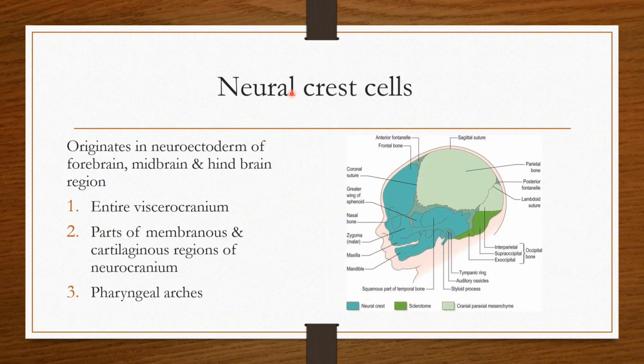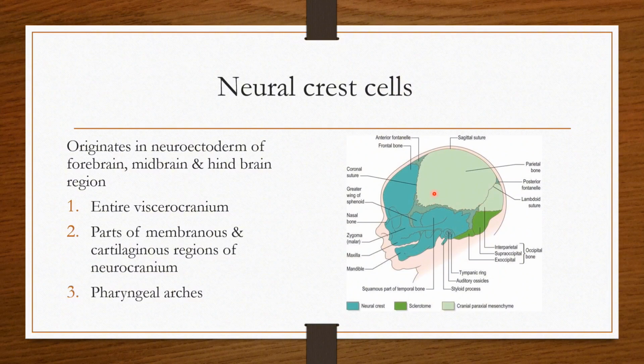Then the third source is the neural crest cells. This is very important. They originate in the neuroectoderm of the forebrain, midbrain and hindbrain regions, and they form the entire viscerocranium. The entire viscerocranium, its membranous and cartilaginous components, is formed by the neural crest cells, but some parts of the membranous and cartilaginous components of the neurocranium are also formed by the neural crest cells.